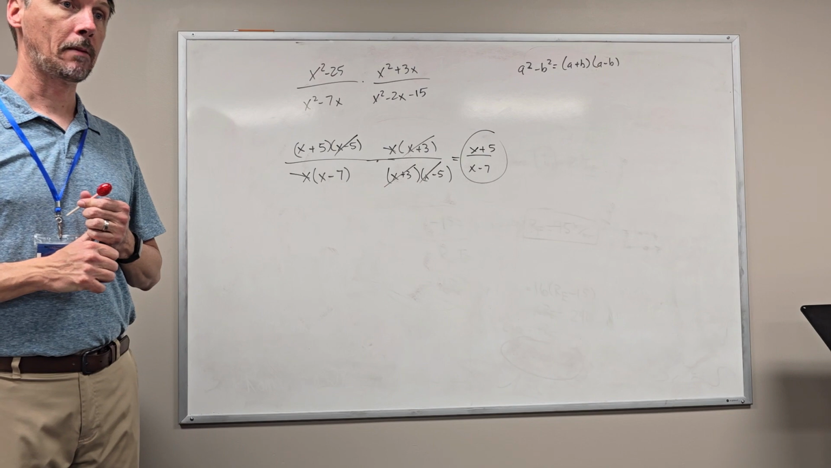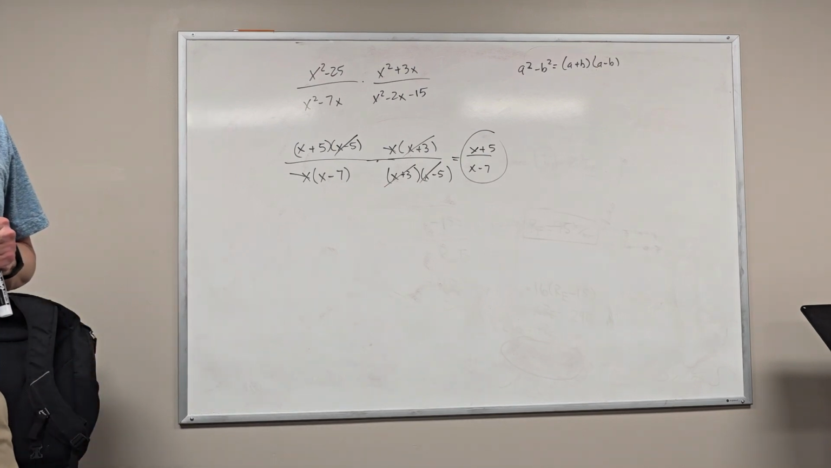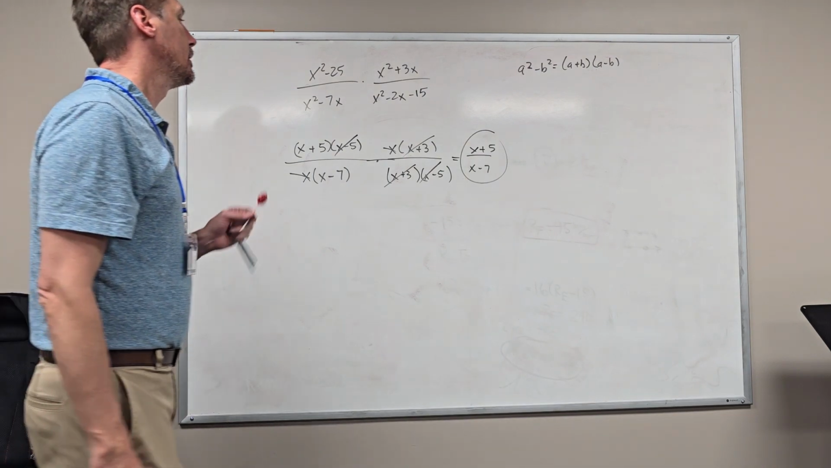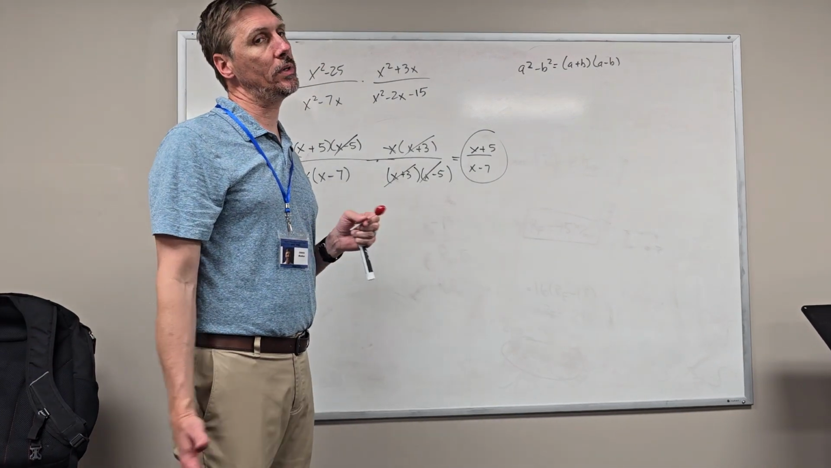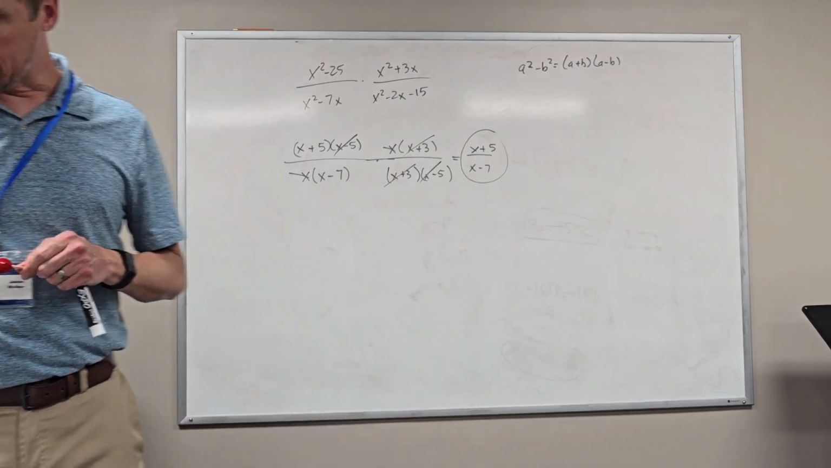That's the end answer. We can't do anything further. There's no further simplification that's possible with that. So if you see a nasty problem like this, go, there's no way they want me to do that. I've got to be able to cancel some stuff out. So just start factoring and see what cancels out, okay?